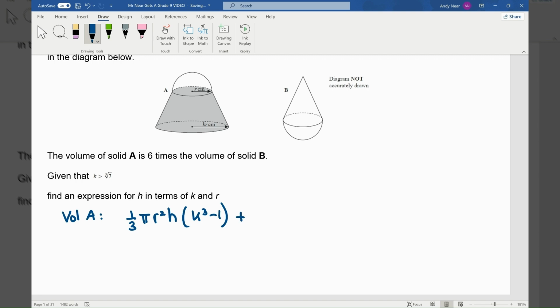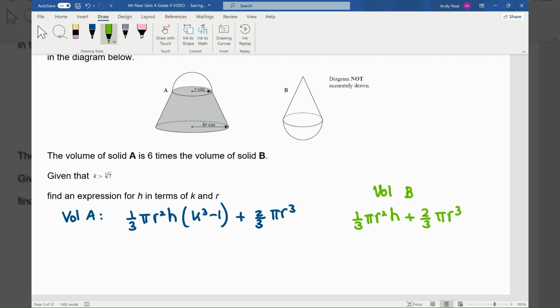plus the volume of the hemisphere. And the volume of the hemisphere is 2/3 pi r cubed. And that's the volume of shape A. Now, the volume of shape B is the volume of the small cone, which is 1/3 pi r squared h, plus the hemisphere, which is 2/3 pi r cubed. 2/3 because the volume of a sphere is 4/3 pi r cubed.